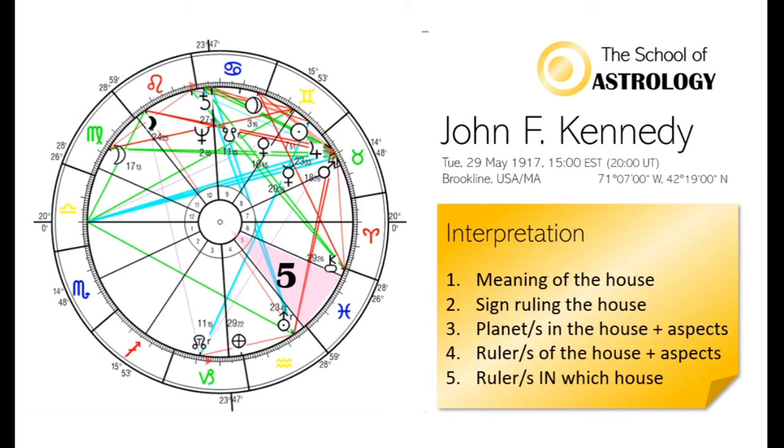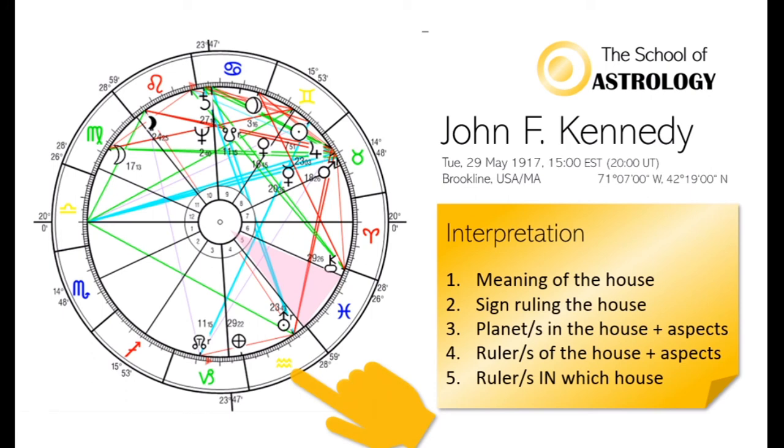Then, secondly, we check the sign that the house starts in. So this 5th house starts in Aquarius, and this brings the quality of permanent renewal and tells us that this person loves a change of scenery permanently.